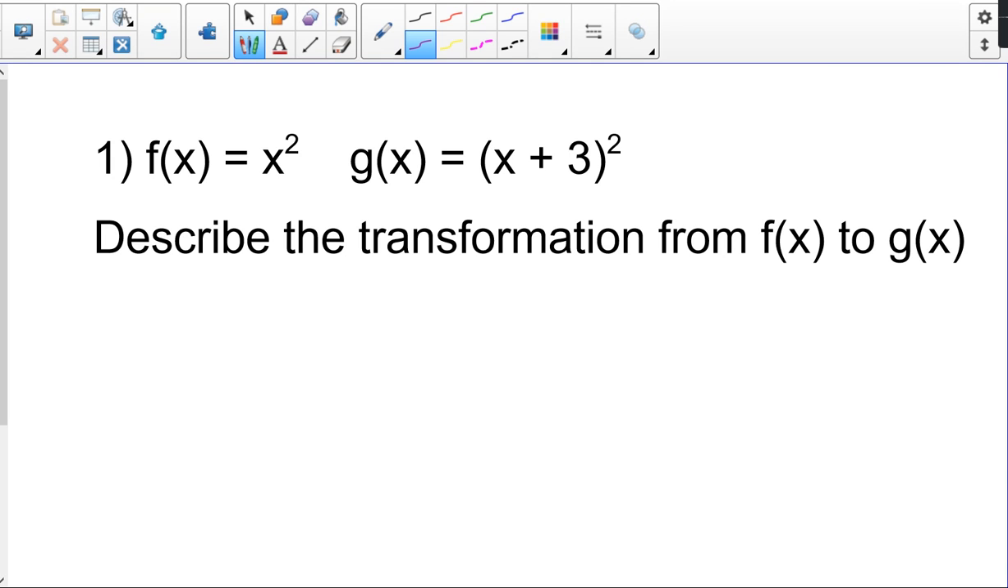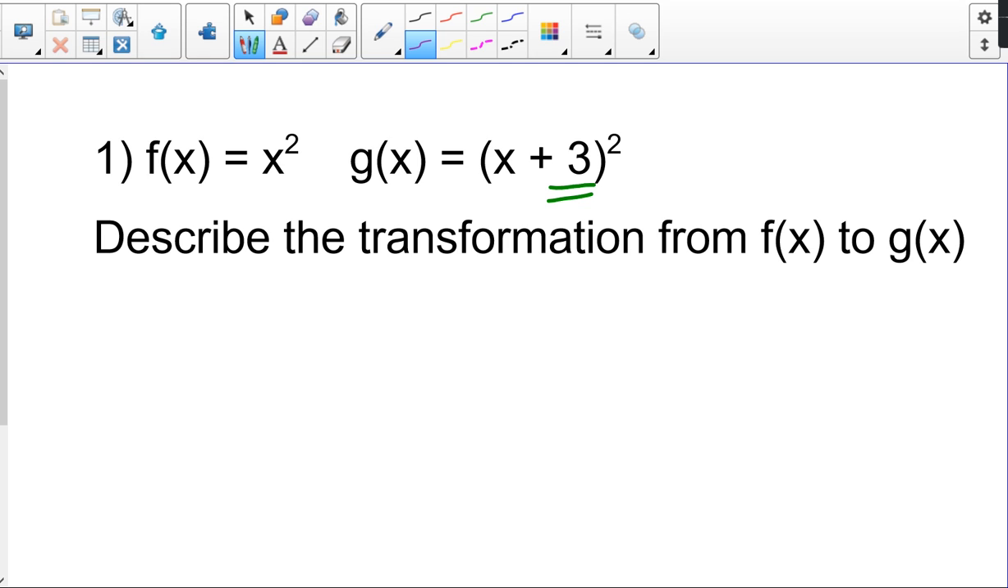In this video, we will review a few basic transformations with quadratic functions. So question 1, f of x equals x squared, g of x equals (x + 3) squared. So what's the change here? We're adding 3 inside the parentheses.